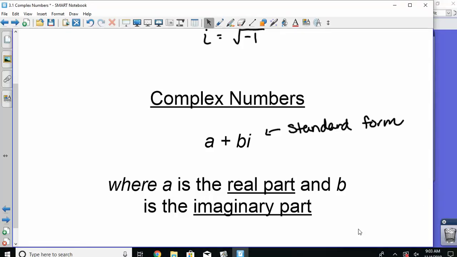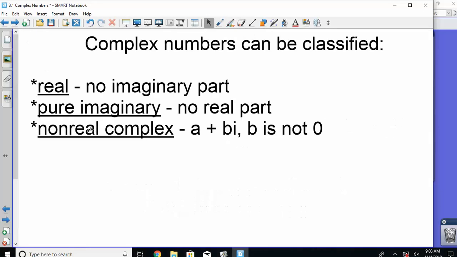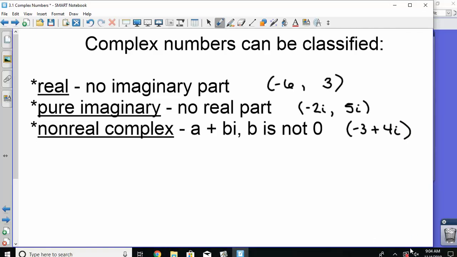So we are going to start classifying complex numbers to begin with. a plus bi itself makes it complex, but then there are some special cases. A real number is one that doesn't have an imaginary part, so something like -6, +3. There's no i in it. Those are real numbers. A pure imaginary number doesn't have a real part, so it's like -2i, 5i. They only have the i term. Non-real complex is when you have both parts, like -3 plus 4i. You have real and you have an imaginary.